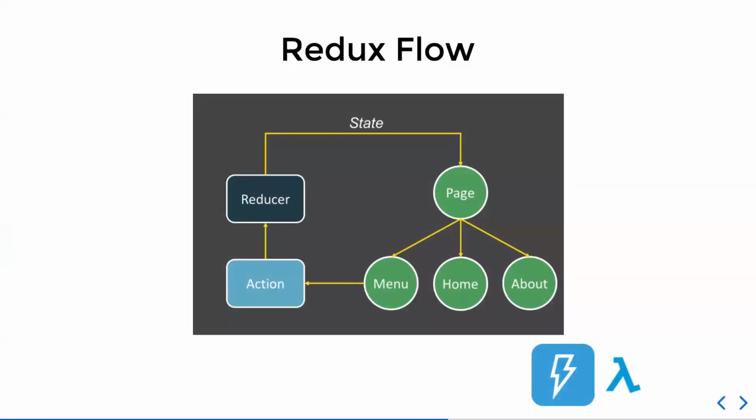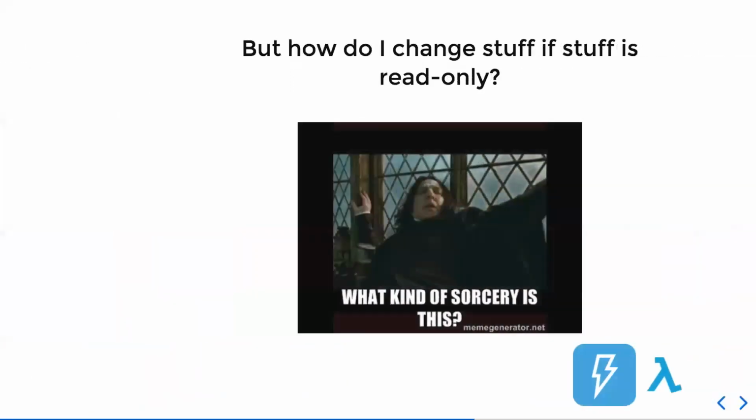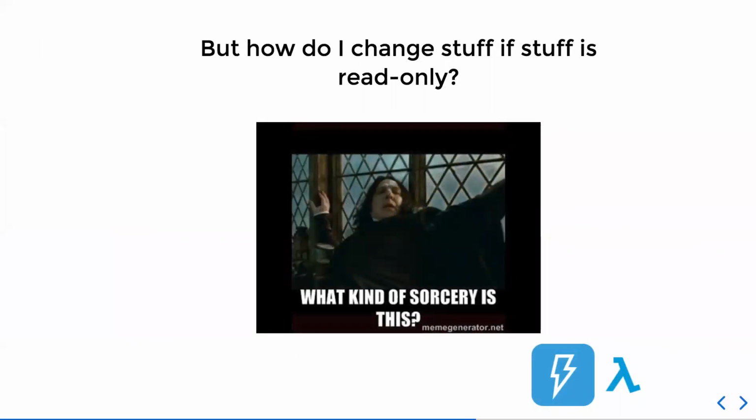So just this flow of how things work. You have your page, and then an action is like somebody clicks on a button, somebody highlights part of the page, somebody clicks on a text, and then that action gets sent to a function called a reducer, and the reducer will update the page. And you have that flow of how things work. But how do I change stuff if stuff is read-only?